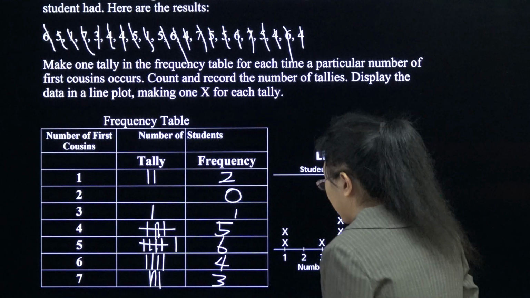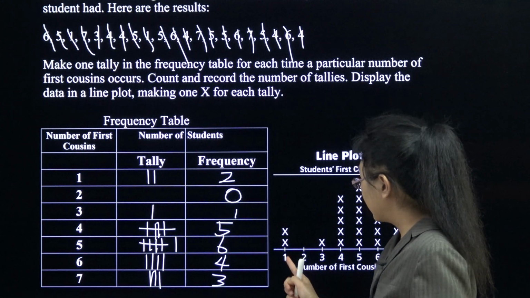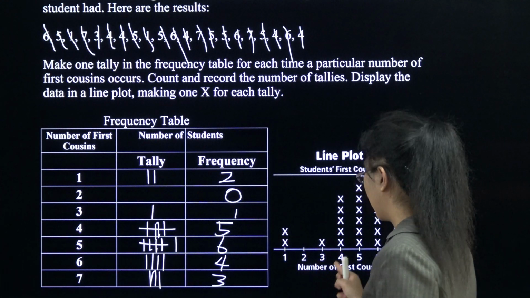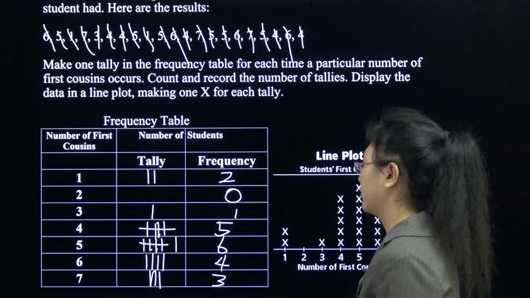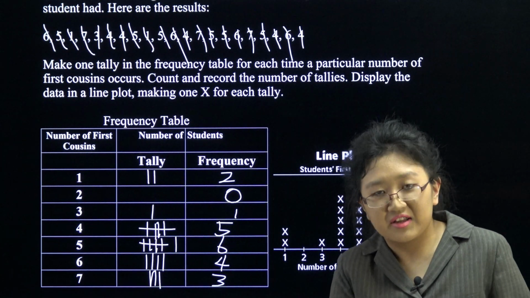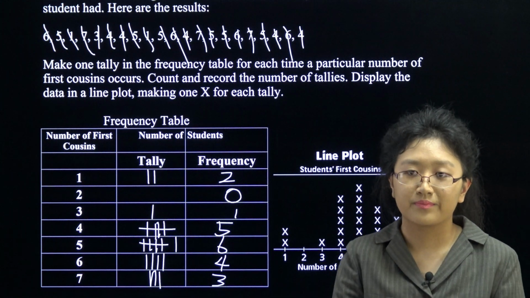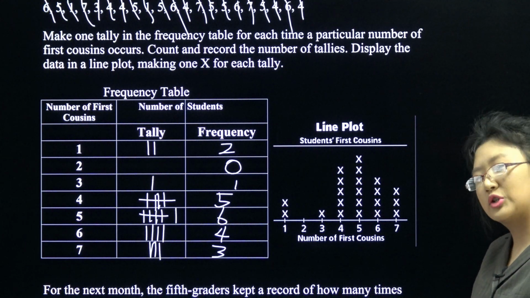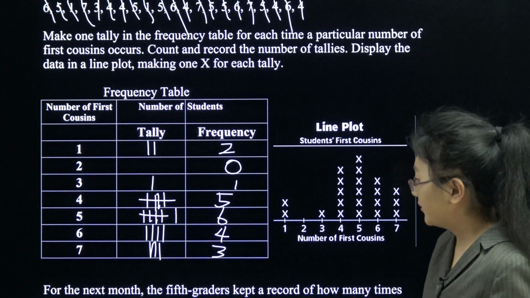So for the line plot, it looked like this. So for 1 first cousin, there's 2 people. For 2, there's 0, so that you don't put anything. 3, there's 1. 4, there's 5. 5, there's 6. 6, there's 4. And 7, there's 3. So you may be thinking this is kind of like a pictogram. It really is, except each symbol is usually just equal to 1. Is it pictogram or pictochart? Because I've heard both. I'm assuming that both are correct.